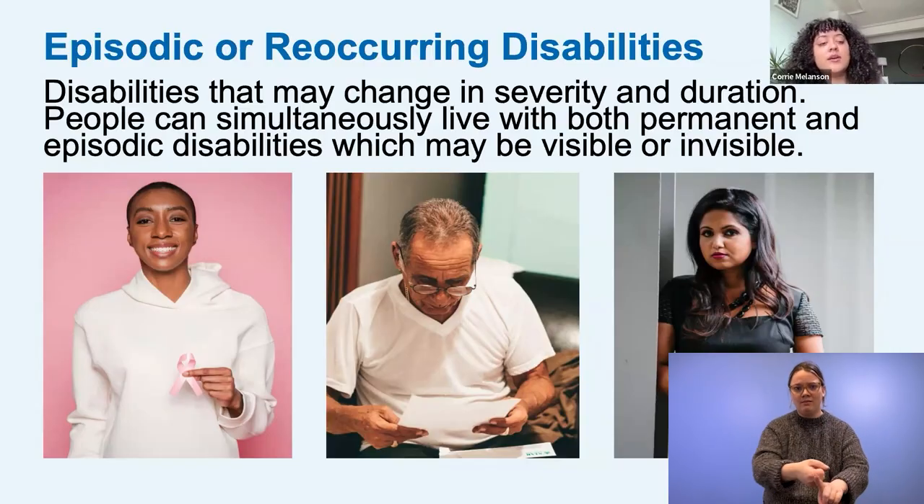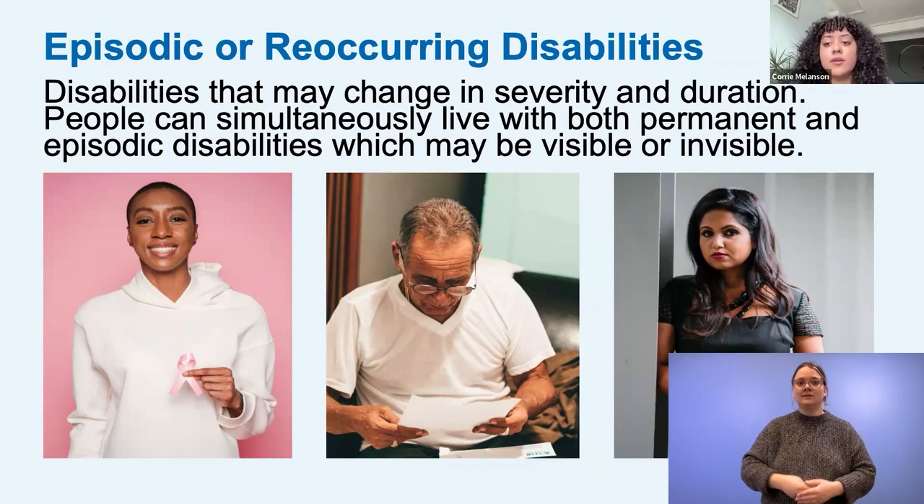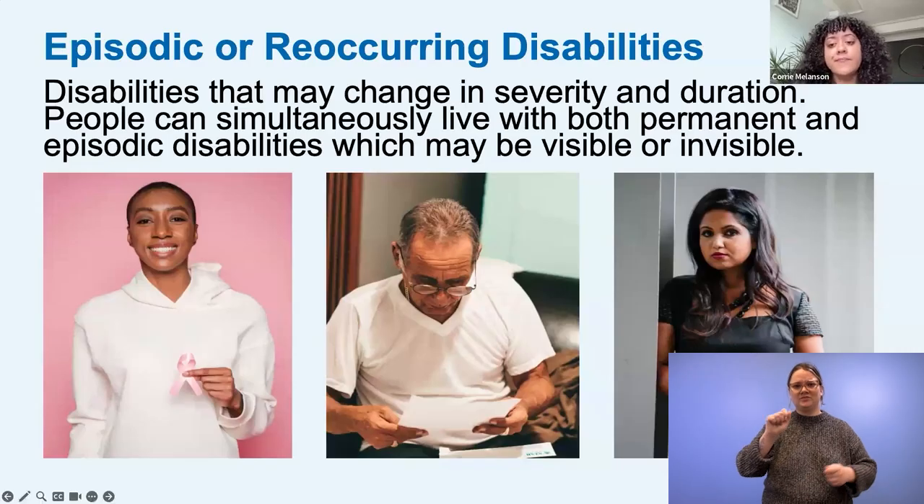So the first one is of a breast cancer survivor holding a pink ribbon. And the second image shows a man with arthritis who is reading a piece of mail. And the third image is of a woman who lives with bipolar disorder. However, her disability is invisible and can change from day to day. And it's important to acknowledge that many people experience more than one type of disability at the same time, and it may fluctuate between being visible and invisible, and episodic or reoccurring in nature.